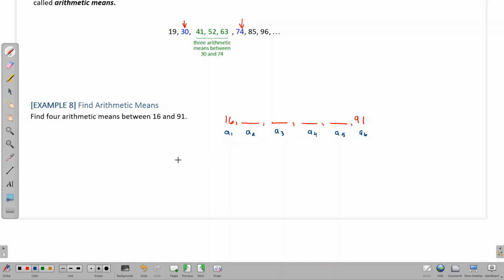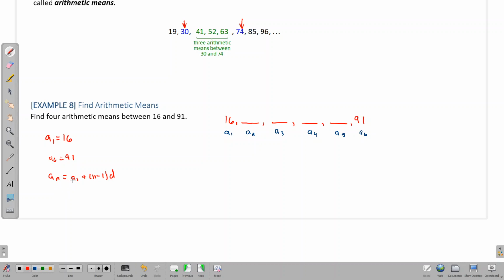So what we need to figure out is what the common difference is, because that's what we're adding each time to move through this. So we currently know, let's move back to red. We know A1 is 16, and we know that A6, the 6th term, is 91. So let's go back to the explicit formula. A sub n equals A1 plus n minus 1 times d.